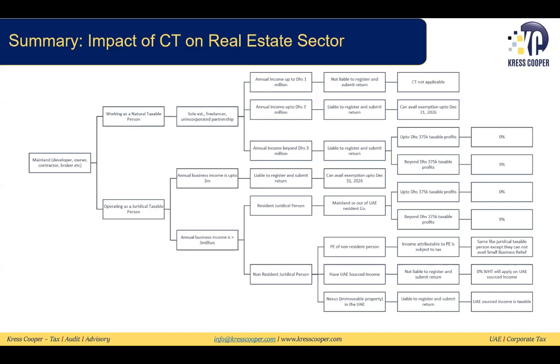Now, if it is a juridical taxable person, so the companies, and the annual business income is up to 3 million dirhams, then they will be liable to register and submit the return. They can avail the small business relief just like the natural person, available up to December 31st, 2026, if they meet all the conditions. And if the annual business income is more than 3 million, and they are resident juridical persons, which can be either incorporated in the UAE or incorporated outside the UAE but managed and controlled in the UAE, then again the income up to 375,000 would be taxed at 0%, and over and above 375,000 will be taxed at 9%.